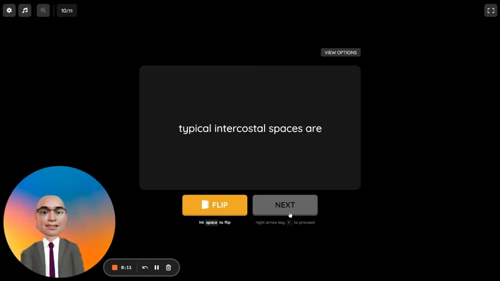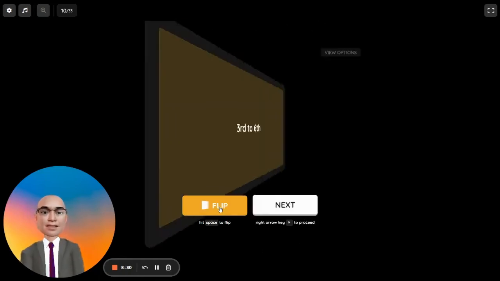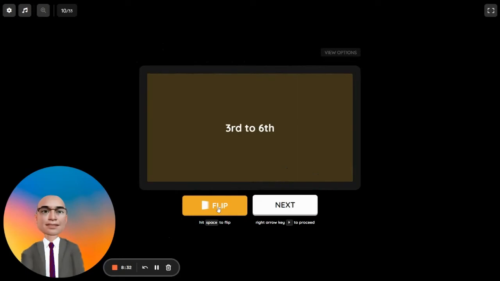First and second as well as 7 to 11, these are supplying other areas. First and second are supplying the upper limb, whereas 7 to 11th are supplying the anterior abdominal wall in addition to the intercostal space. That is why the correct option was third to sixth intercostal spaces. These are typical intercostal spaces.